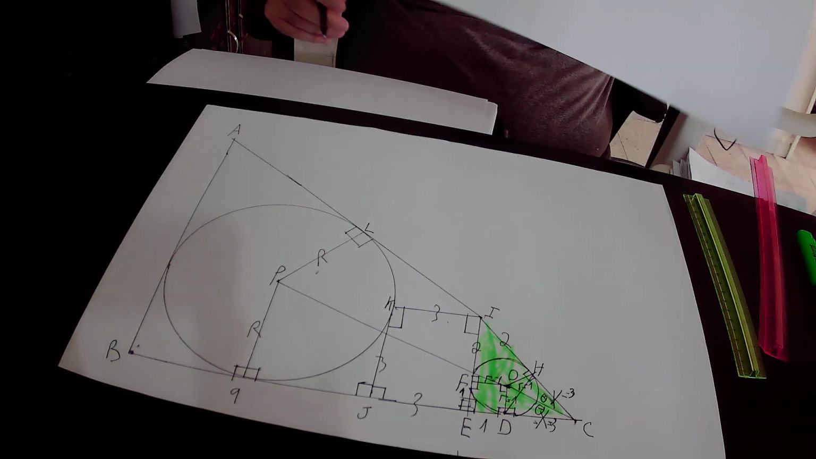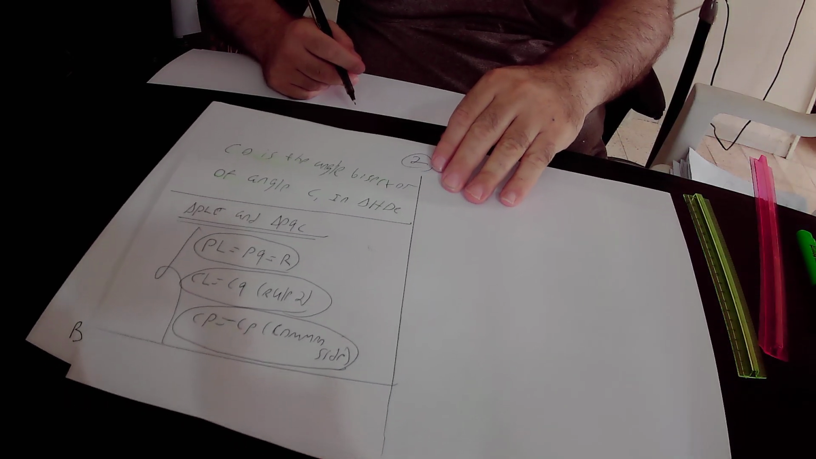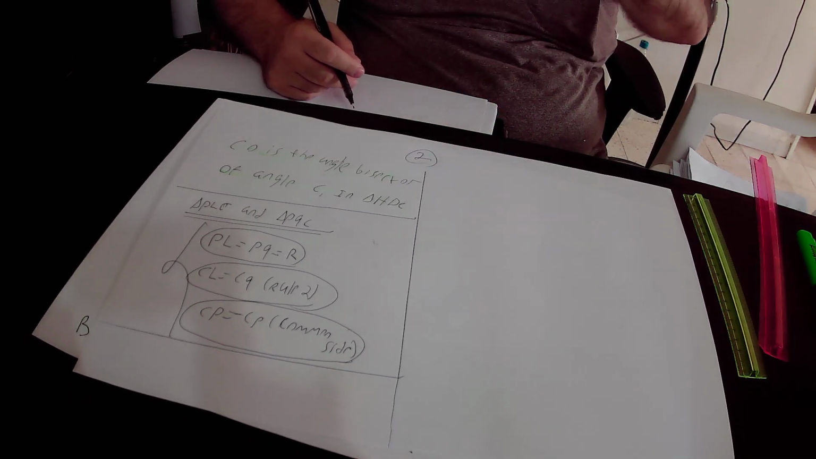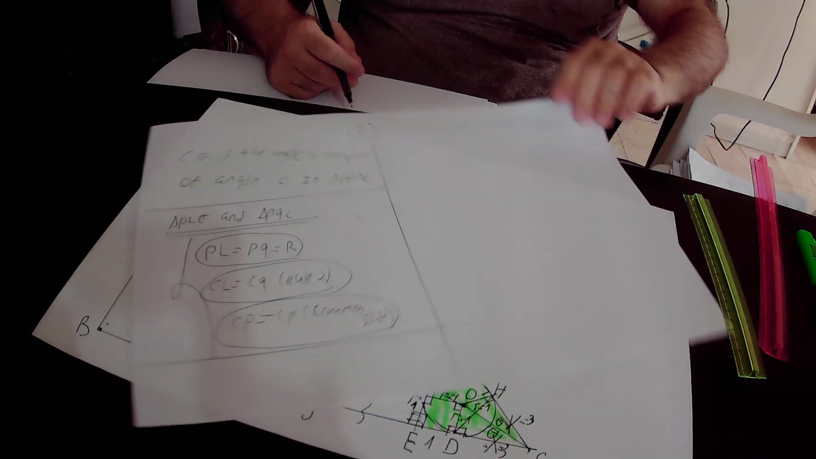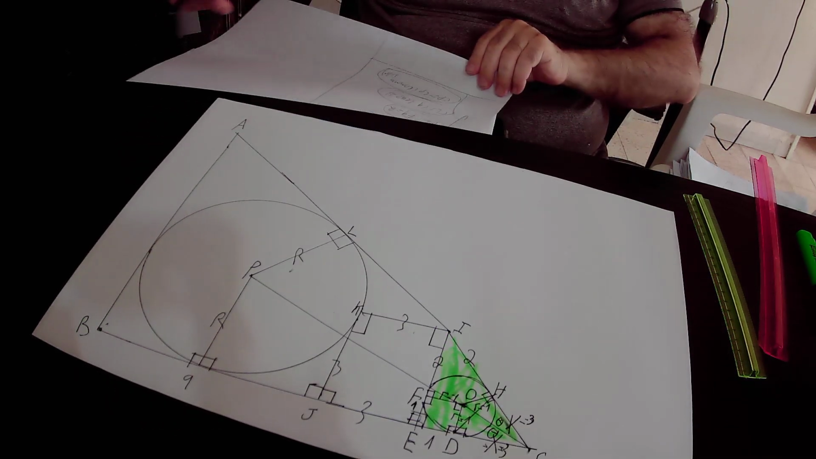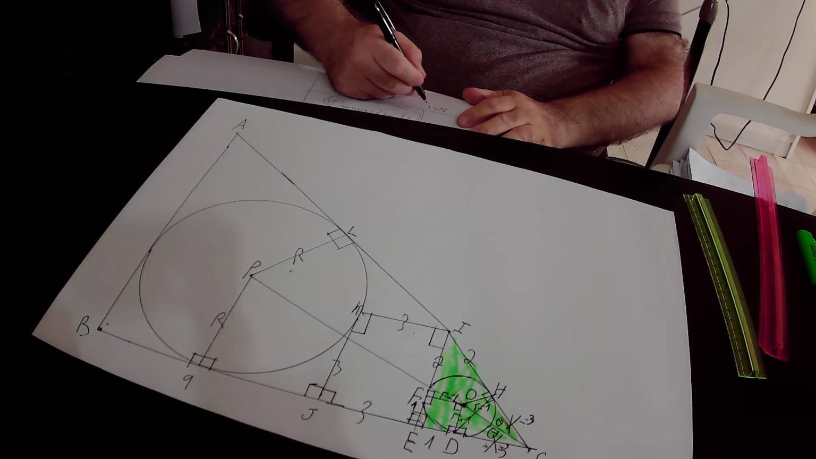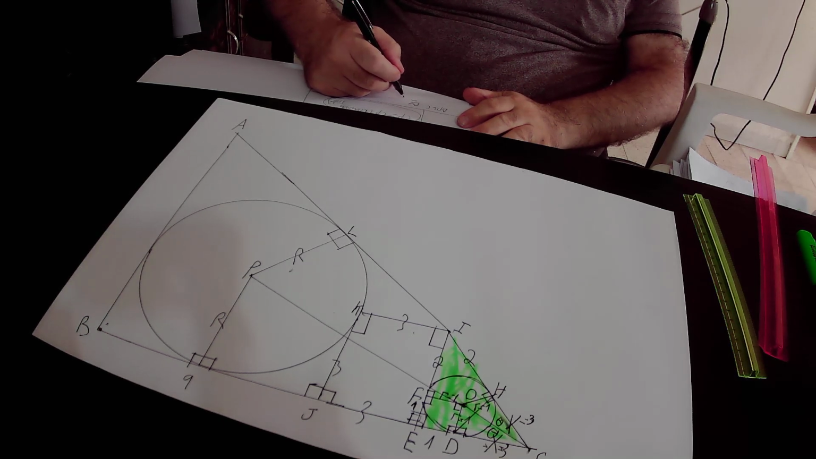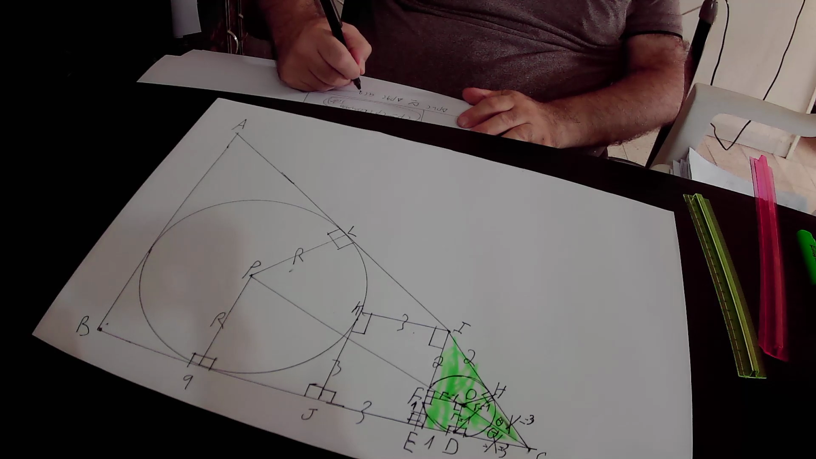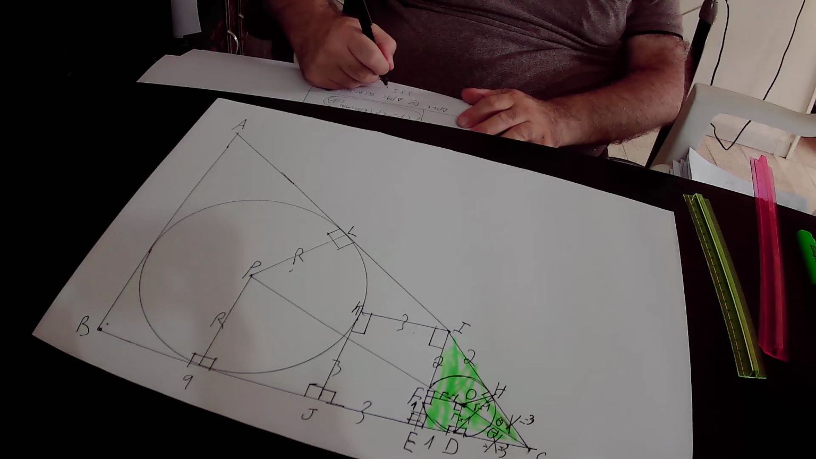So we actually proved that the two big right triangles can go into each other according to the side, side, side rule. So I write it down. The big triangle, triangle PLC, can go into the big triangle, triangle PQC, according to the side, side, side rule.